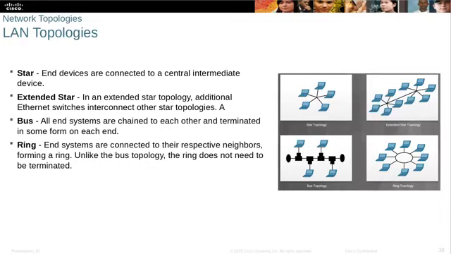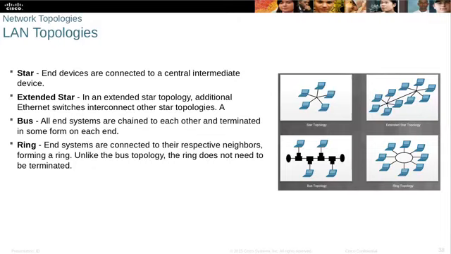LAN topologies, we have the star topology, where end devices are connected to a central intermediate device, normally going to be a switch. We have the extended star, where additional Ethernet switches interconnect other star topologies. We have the bus topology, which is where all the systems are chained together on a central backbone bus, which is terminated at each end. This was the old 10BASE2 and 10BASE5 networks, very rarely seen these days. We have a ring topology, which is where end devices are connected to their respective neighbours, forming a ring. Unlike the bus topology, the ring does not need to be terminated.